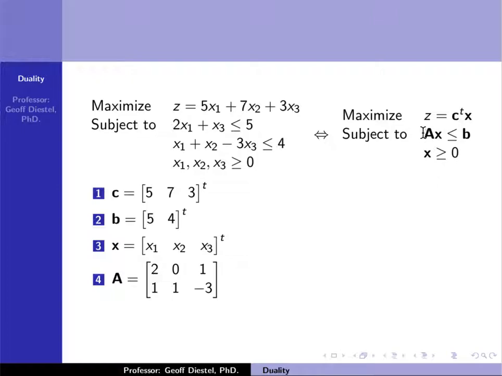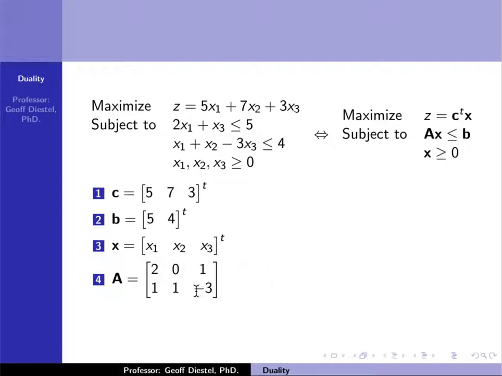And then our matrix A is the matrix of all numbers appearing in all of our constraint inequalities. So the first row of A are just the numbers in our first constraint. So it's 2 times x1 plus 0 times x2 plus 1 times x3. So that's why we see 2, 0, 1 in the first row of A. And then for the second constraint, we have a 1, 1, and a negative 3 being multiplied by our three variables. So we put those numbers in the second row of A.